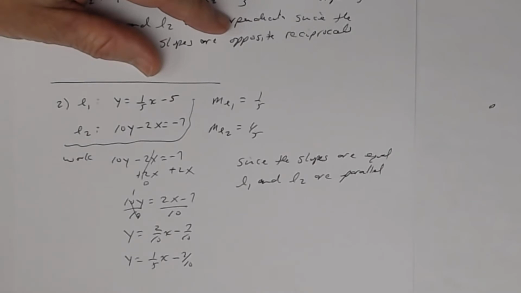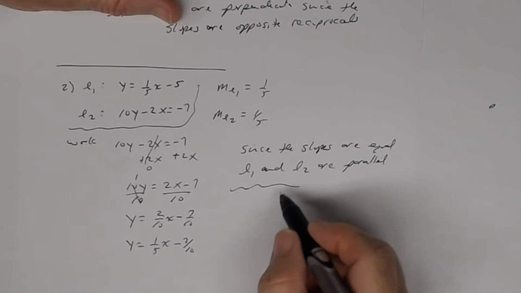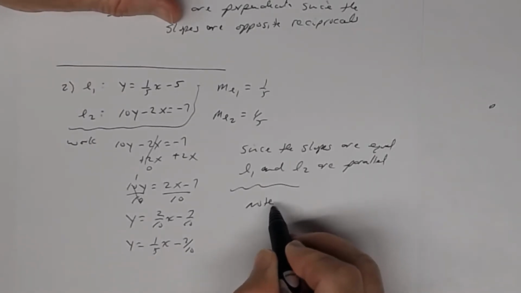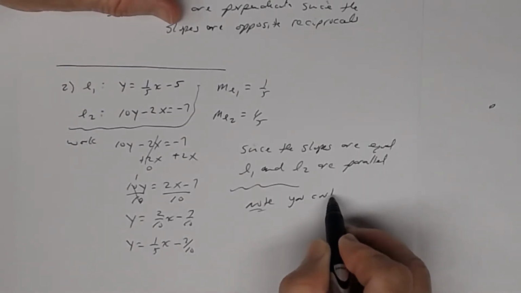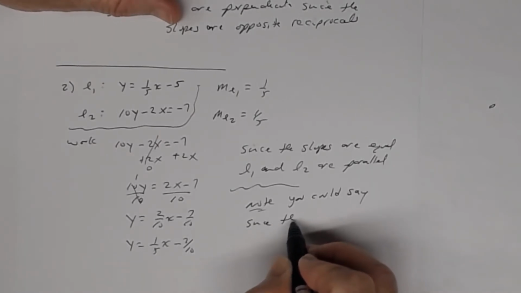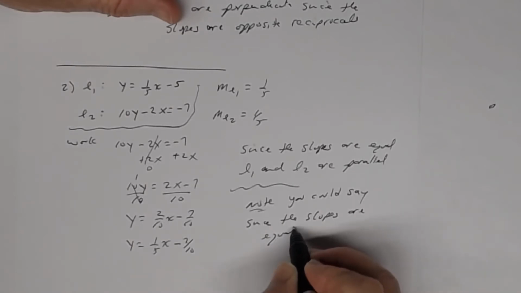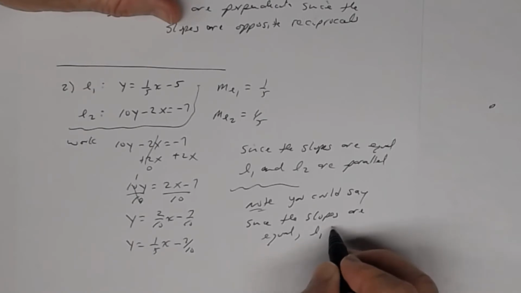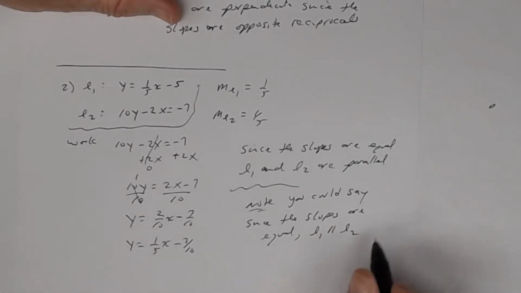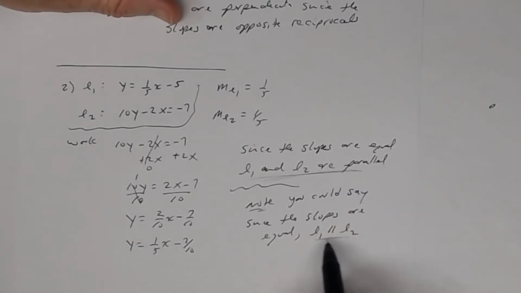Okay? All right, line 1 and line 2 are parallel. Now, I'm just going to say this as well. Sometimes note, you could say this: since the slopes are equal, line 1 is parallel, that's a symbol for parallel, it's like two little slashes parallel to each other, to line 2. So the phrase here, line 1 and line 2 are parallel, can be written like this.